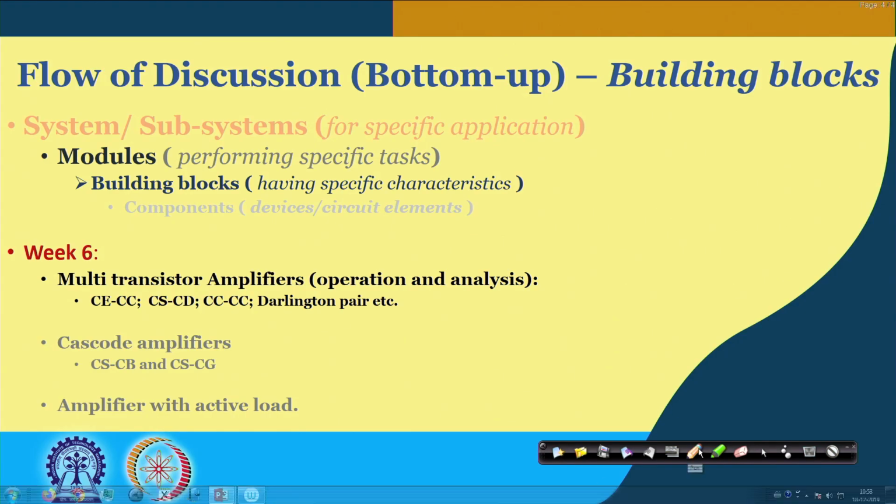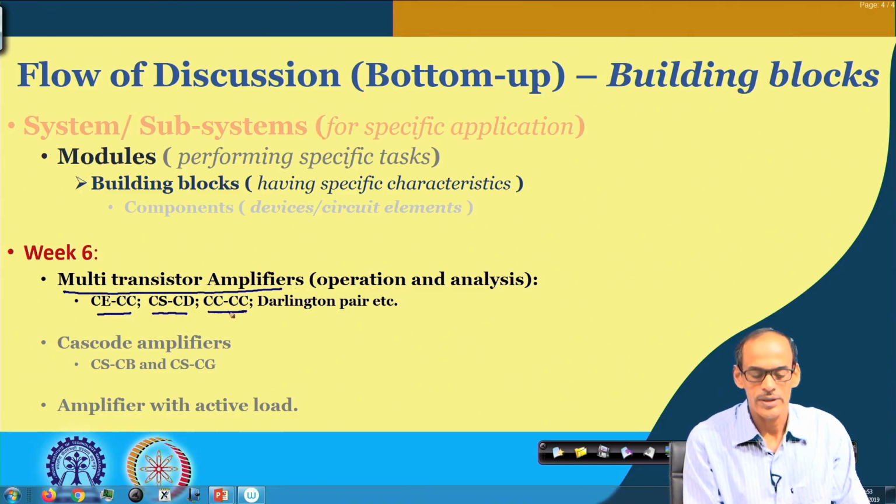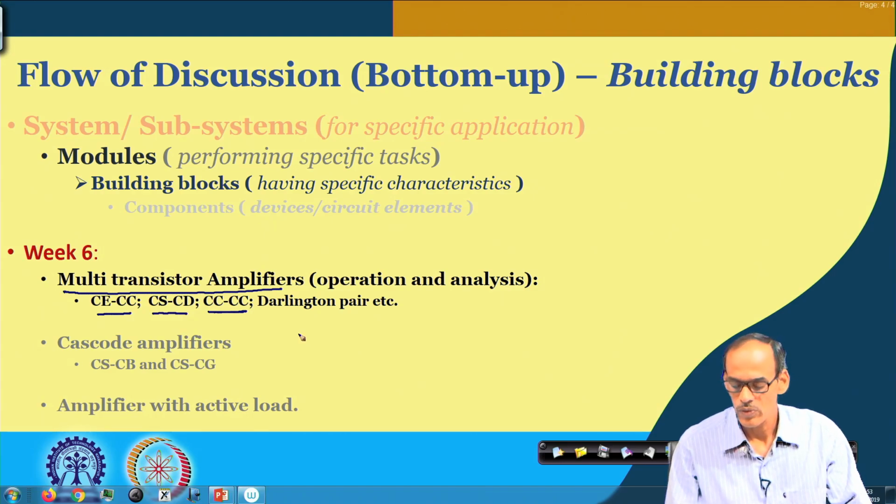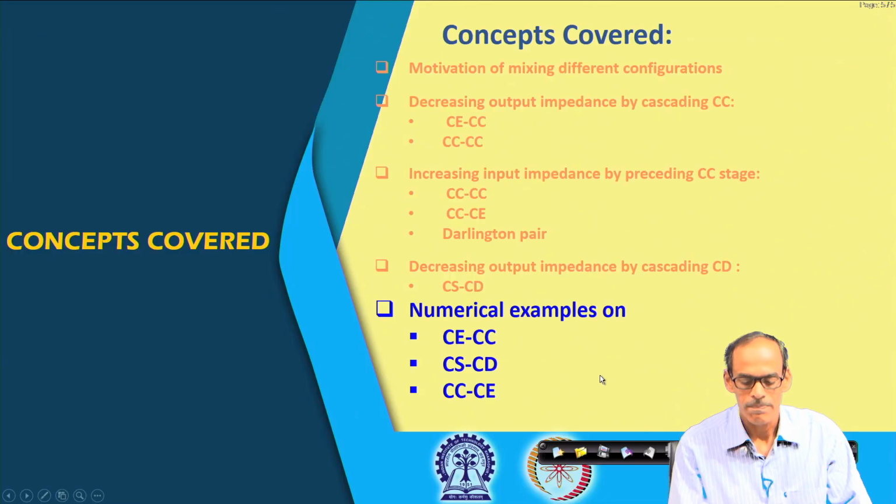As I said, according to our overall plan, we are at multi-transistor amplifiers, with the theoretical parts of CE, CC, then common source, common drain, then common collector, Darlington pair. Those configurations have been discussed from the circuit analysis point of view. And today we are going to have more numerical problems.